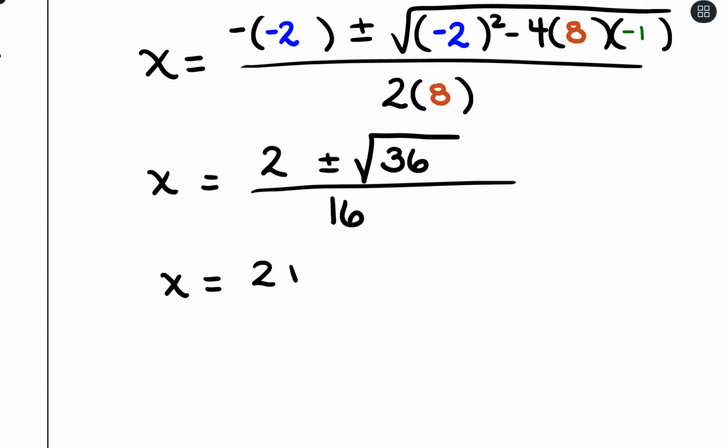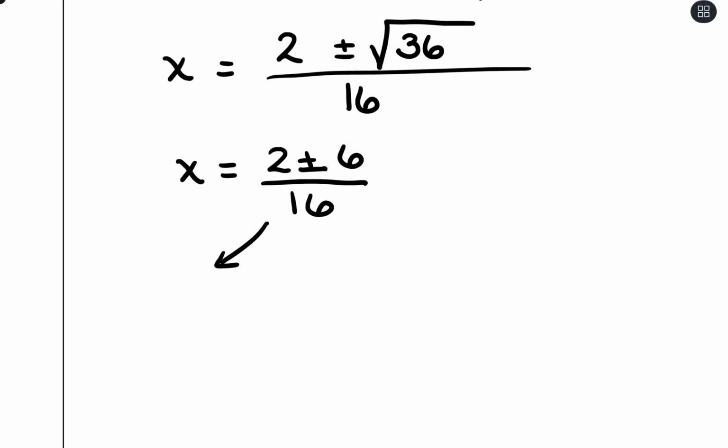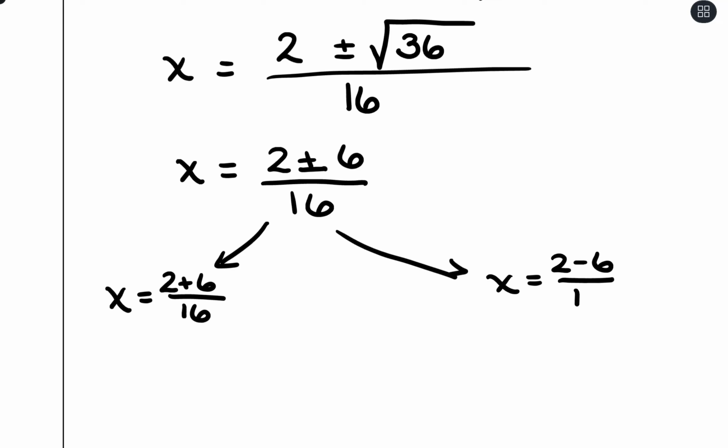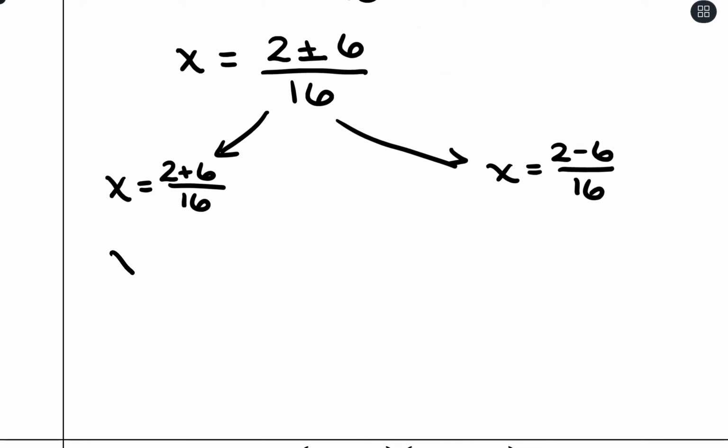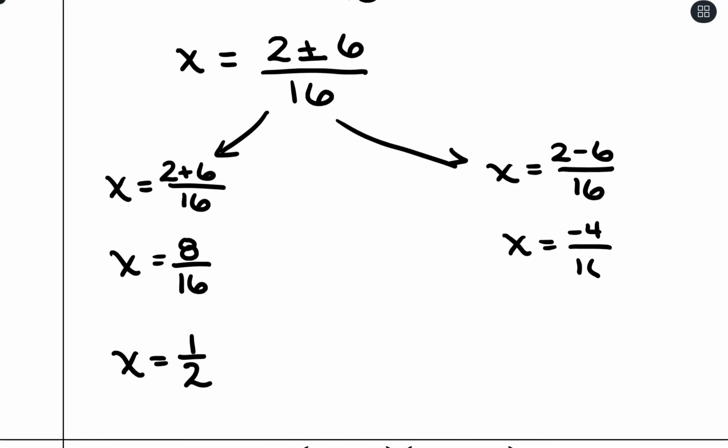So we have a 2 plus or minus 6 over 16. So we're going to get some nice numbers out of this. Well, it'll be fractions, but nicer than with the square roots. So we have 2 plus 6 over 16, and we have 2 minus 6 over 16. So that is 8 over 16, which reduces down to a 1/2. Here we have a negative 4 over 16, which will be a negative 1/4.